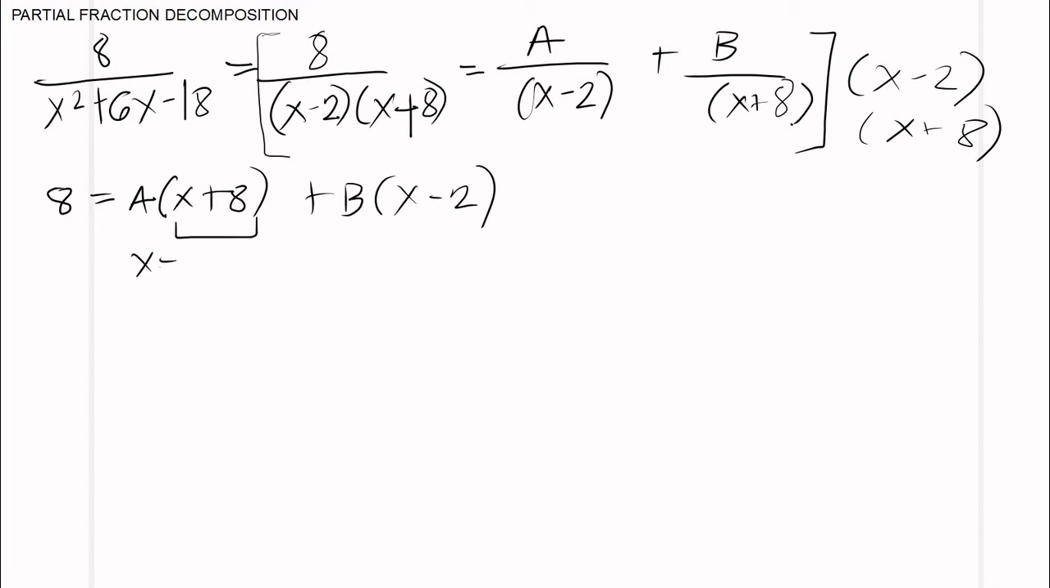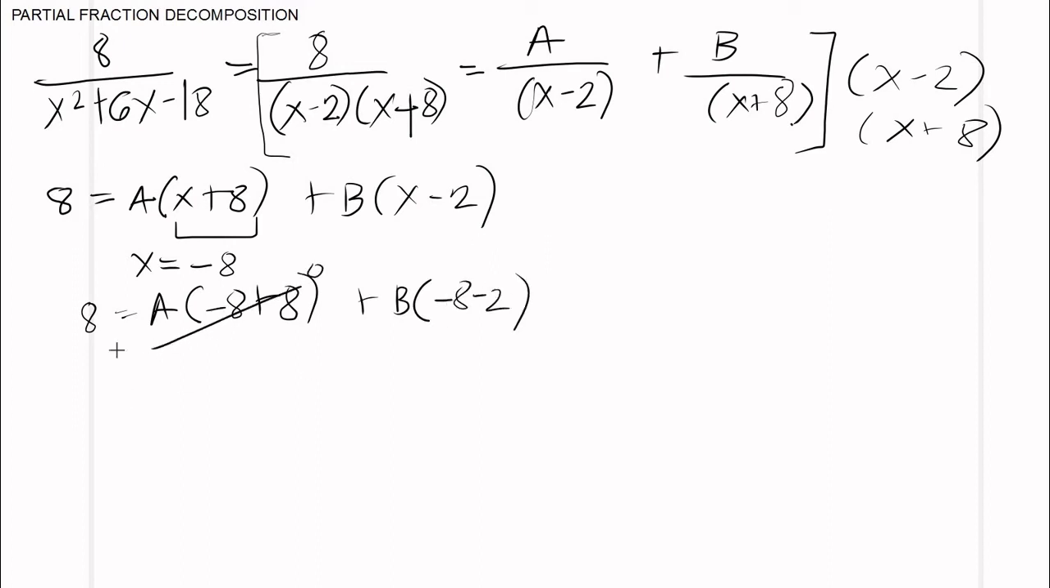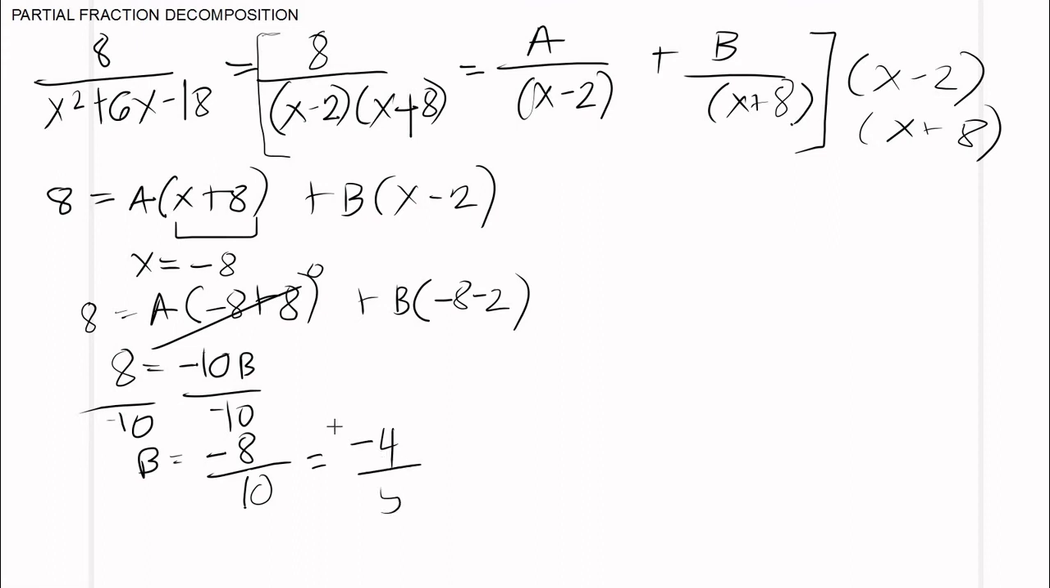So what we want to do is get the values of a and b, and we can do that by substituting a value for x that will make one of the terms 0. In this case, we set it to negative 8 so that the term with the coefficient a is equal to 0. So that will be 0, and we will get 8 equal to negative 10b. We divide both sides of the equation by negative 10, so we will get negative 8 over 10 or negative 4 over 5. That will be our value for b.